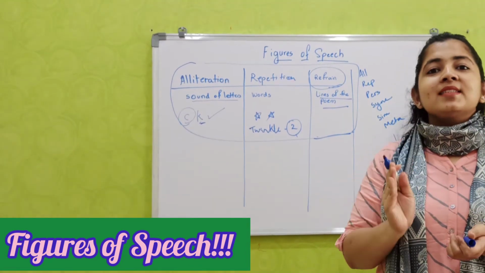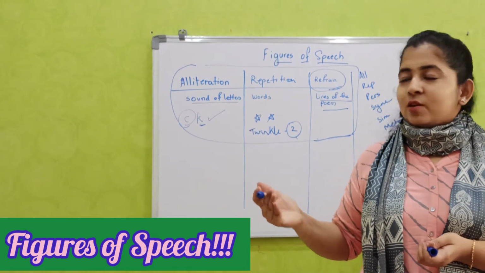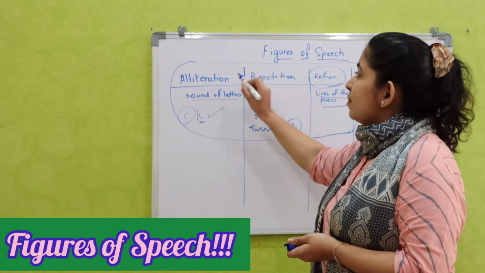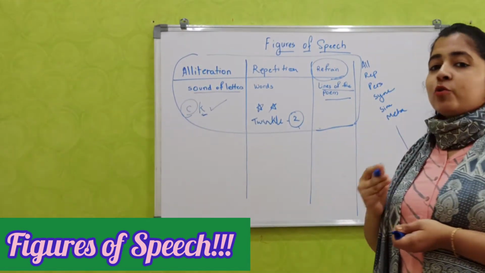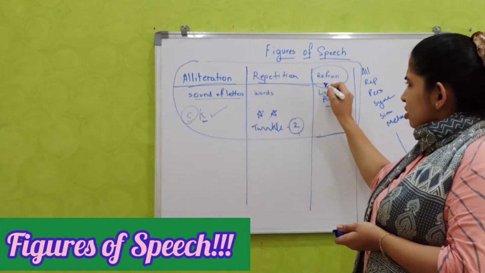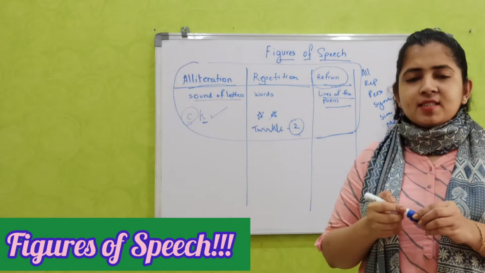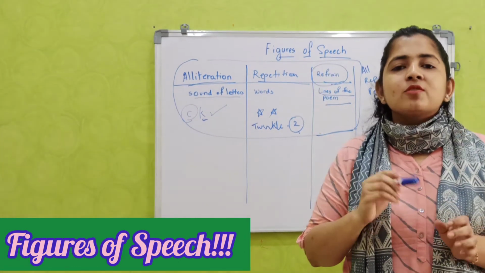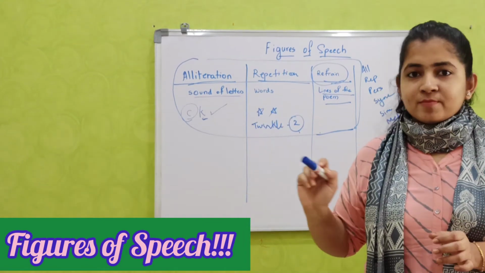Now apply this entire logic to all your poems and practice more. And remember to write the correct spelling. Now how to write the explanation? Put alliteration, repetition, refrain, put a colon, and then write that the sound in inverted commas so and so is repeated in the poem to add that poetic effect.